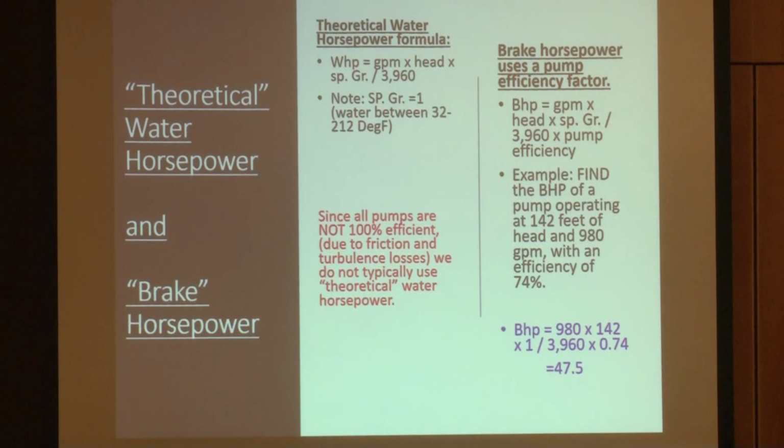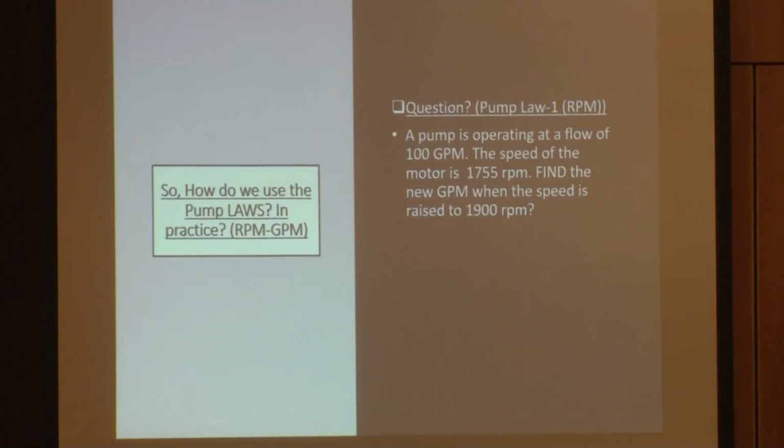Again, we have to check the brake horsepower of the design versus what the brake horsepower of the actual operating conditions are. So yes, we use these equations a lot just to double check what's going on in the system and make sure that when we document it, we can tell the engineer of record that yes, his design pump is operating within the design parameters that he specified.